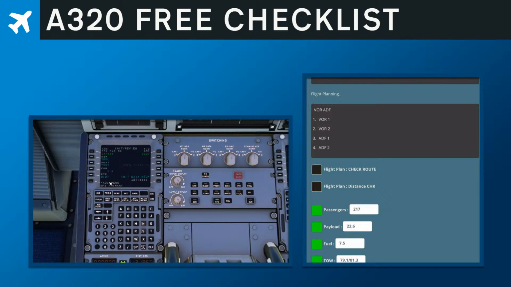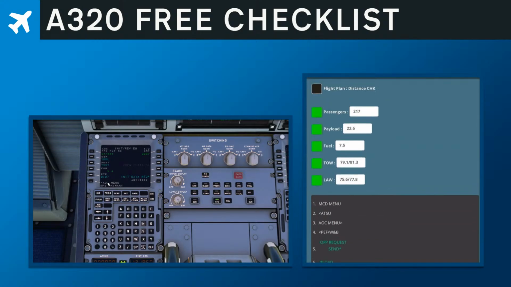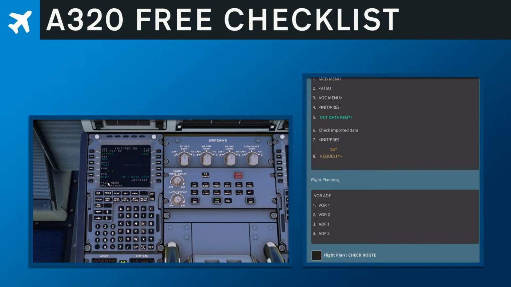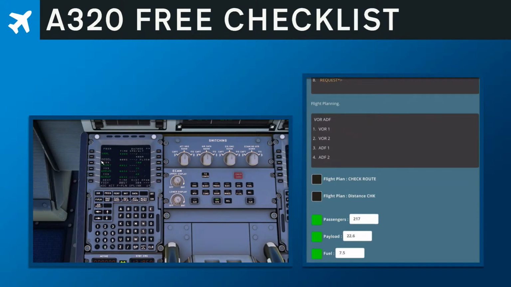So we move on, and we need to check the route. Bear with me. Sorry, we need to next press, getting ahead of myself here, init and init request. Right, okay, so what that does is to bring in the detail of the flight plan. If you don't do that last bit, you don't get the rest of the detail. You just basically get the departure and arrival.